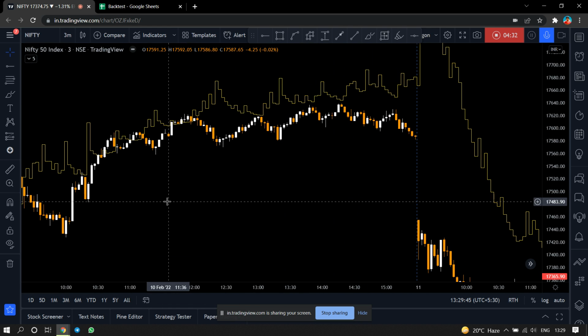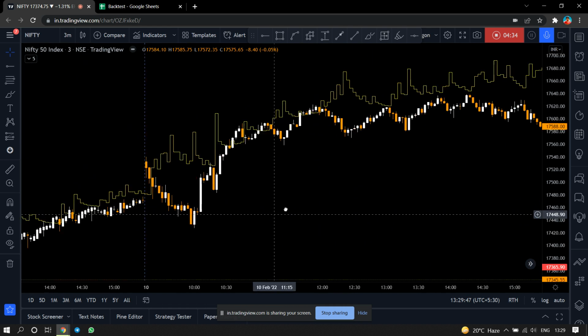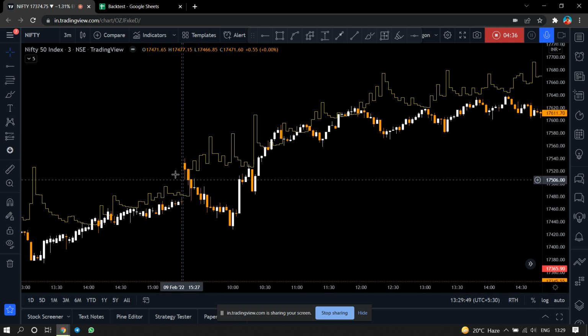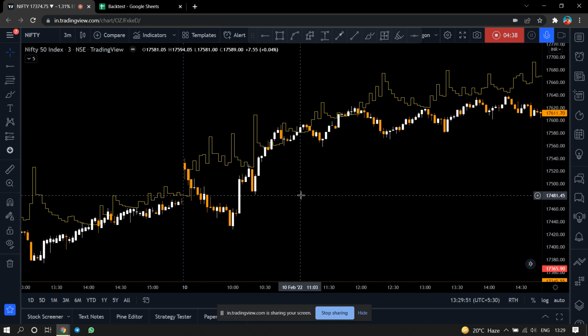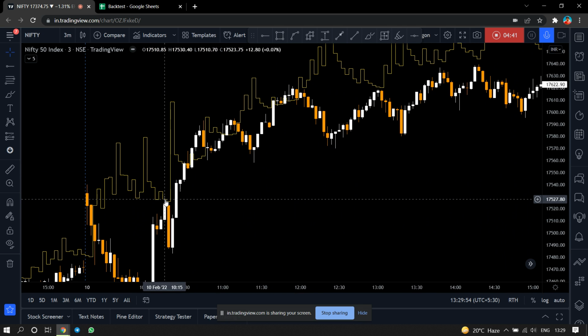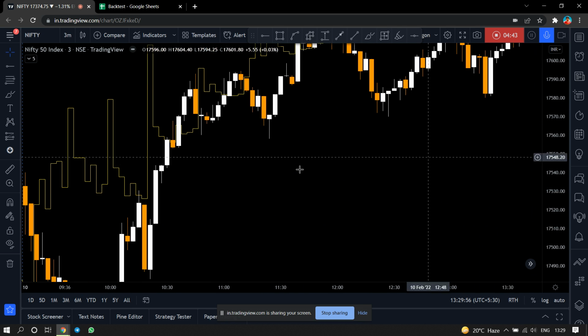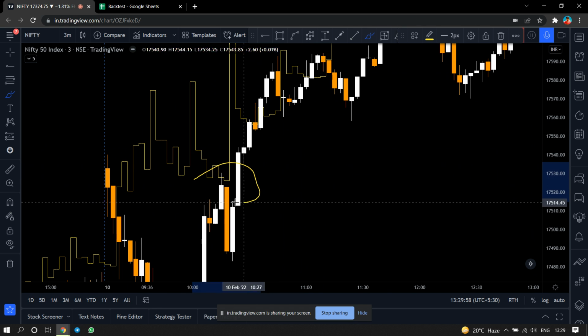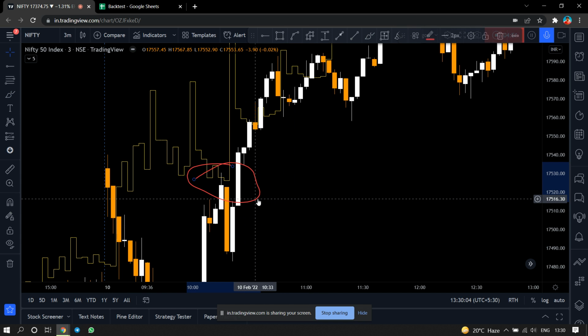Okay, now moving to the other day, the previous day, that is 10th of February. You will see the price started trading above our indicator, then it came back, and then at this particular point, it intersected. I'll just mark that point. So Nifty price intersected with our indicator here.